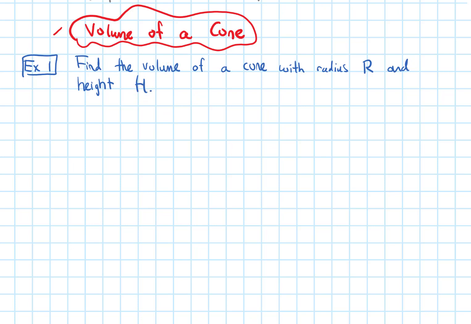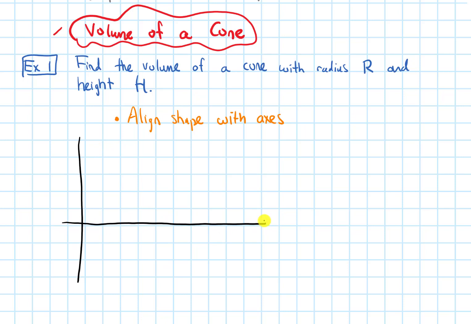So the way I want to begin here is I want to draw the shape, and I'm going to align this shape with axes. So let me draw an x-axis and a y-axis. So let's say this is x, that's the y direction. I'm going to draw it so that I put the tip of the cone at the origin. I don't have to do it this way, but I am. Then I'm going to draw the cone, and then I'll have this circular base, and it'll look something like this.